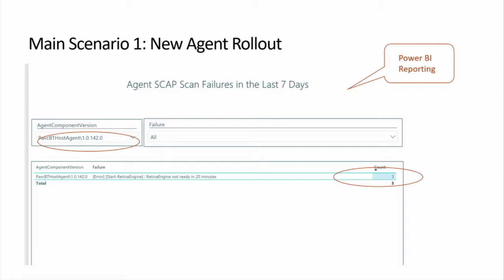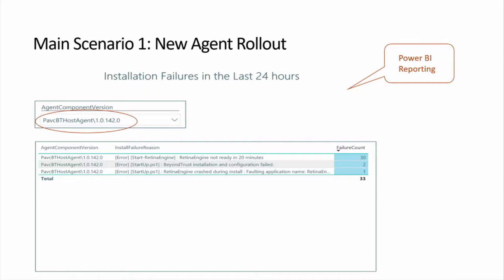For this, we want to see, like, we are running a security scanning. Is there any failure for this agent? This is a new agent. We want to know what kind of failures it has and what's the count. It is important. And also, we have another dimension.